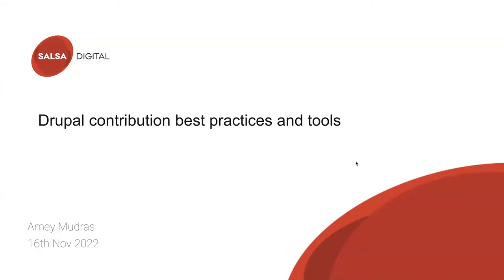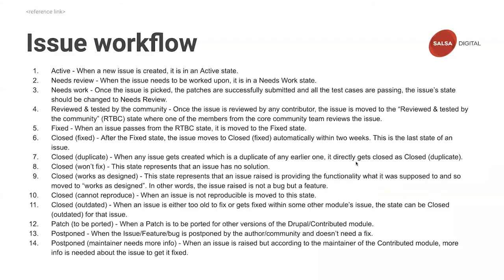So let me start with defining what an issue workflow is in Drupal.org. When we create an issue on Drupal, it starts with the active state. Then we work on it. We move it to needs work, needs review, and then finally reviewed and tested by the community. So this is the general workflow that we follow.